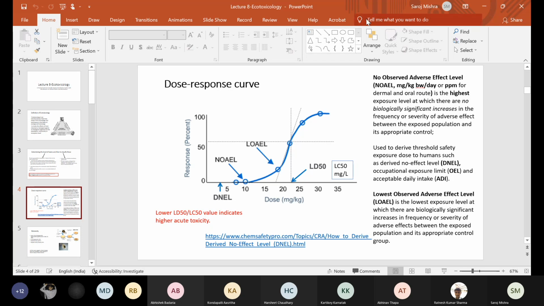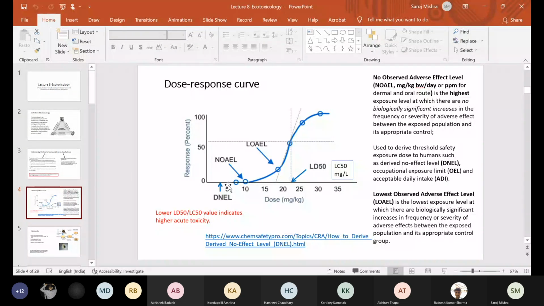So a dose response curve will allow you to build up this DNEL, which is derived from the plot, the no effect level. We can assume that at this particular level, there is going to be no effect at all. And that is what allows you to set up the threshold levels for any toxin. So is that point clear? Yes, ma'am. All right.